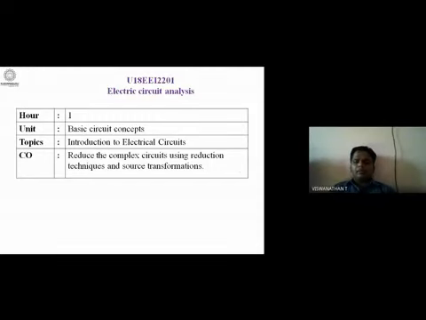Once again, good evening to all. So the unit is basic circuit concepts, and the topic is introduction to electrical circuits. The course outcome we are covering is that we need to reduce complex circuits using network reduction techniques, and we discuss source transformation. In the first unit, we discuss only DC circuits.